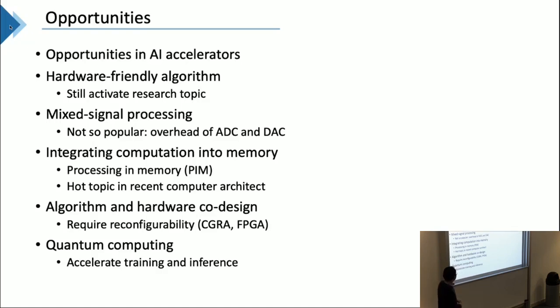And the third one is quantum computing. There are already some research papers studying how to leverage the quantum platform to perform matrix multiplication. But again, it's still at a very early stage. This is an active research direction people are exploring.